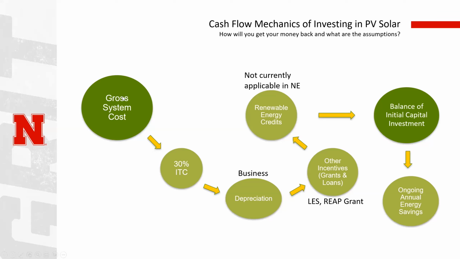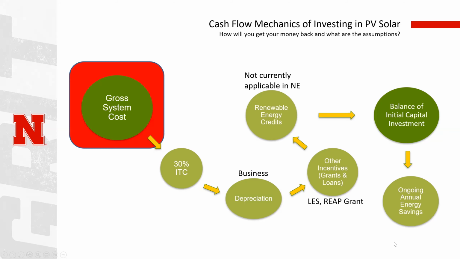It seems a little odd. So it's really important to understand that we write the check for $25,000. We get some of these incentives after the fact, and then we have this net cost from our economic analysis that we have to eat away at with ongoing savings.